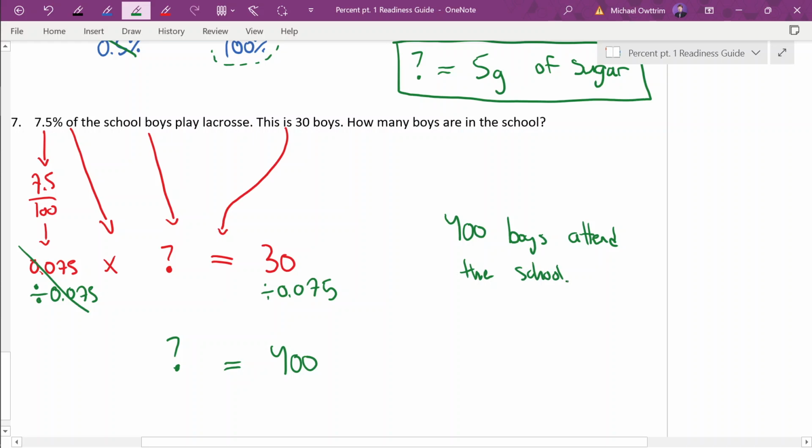And that's how you work through some of those basic percent problems. Hope that helped you out.